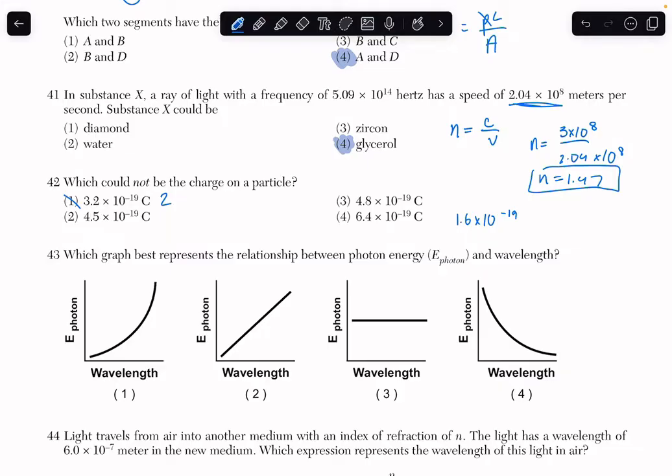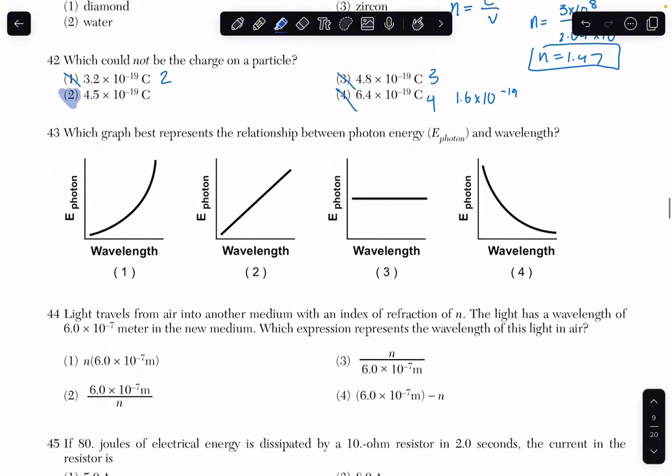So 1.6 times 3, that's going to be 4.8. So that's 3 charges. And then 1.6 times 4, that's 6.4. So that's going to be 4 charges. So these are all 1, 3, and 4. They're all possible charges. But 2 is the correct answer, because 2 cannot be the charge on a particle, because it is not a multiple of 1.6 times 10 to the negative 19th.